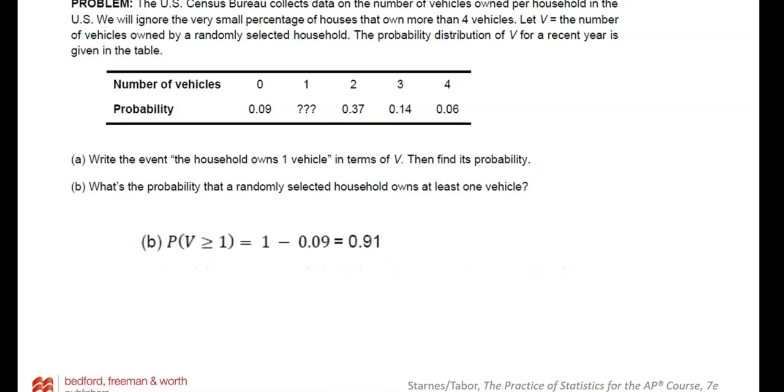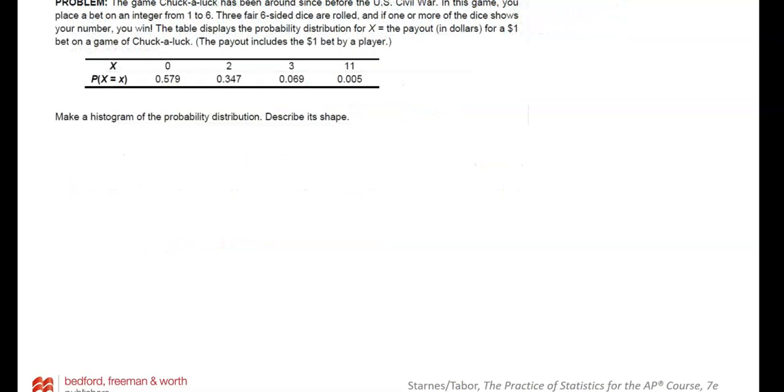Or they did the complement, 1 minus 0.09, which is kind of nice. If you don't know what 1 is, that'd be a nice way to do it. It's the opposite of 0 is at least 1. That's actually hopefully one thing you learned in the last section or last chapter. If it's at least 1, the complement is 1 minus the probability of 0. So that's actually really helpful in this chapter as well.